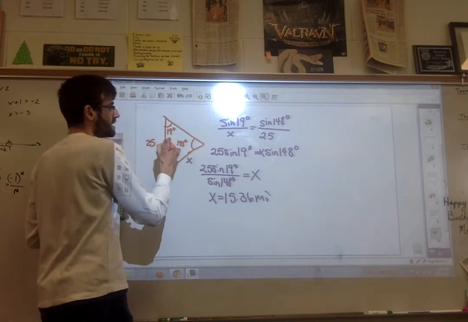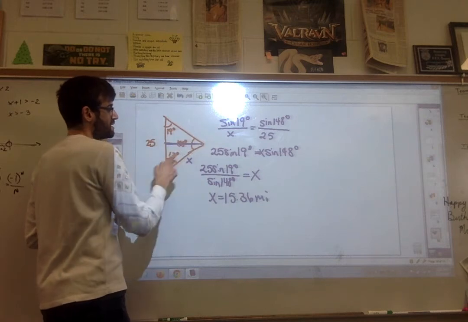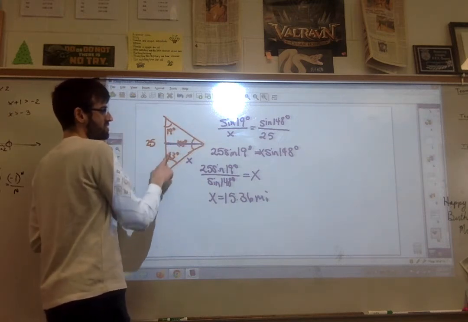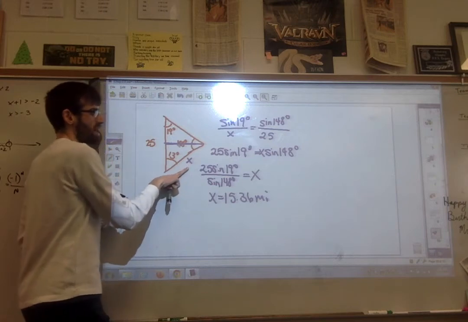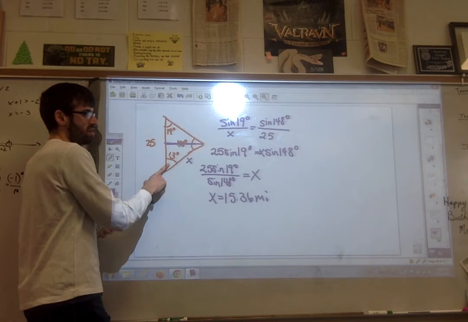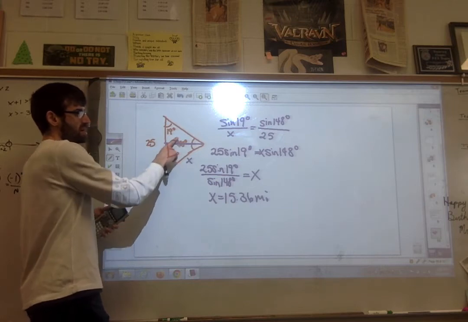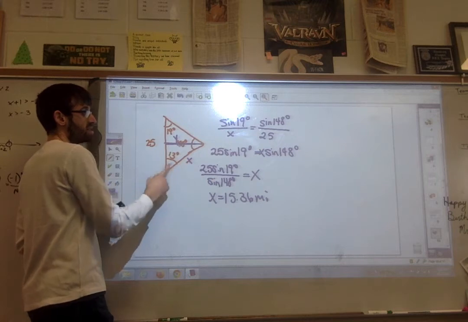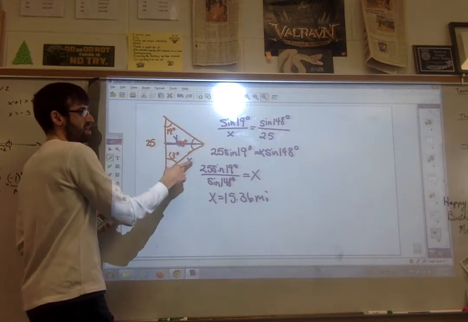Now, the next thing I'm going to do is I can pick either one of these angles and use right triangle trig. I'm actually going to use 13 because I did solve for x. So now I'm just going to set up a simple sine function. The sine of 13 equals y over x.